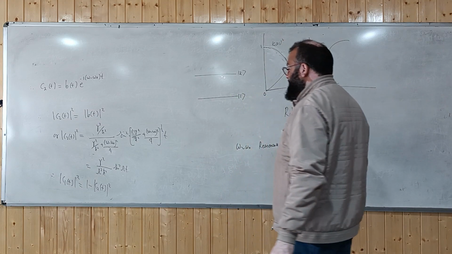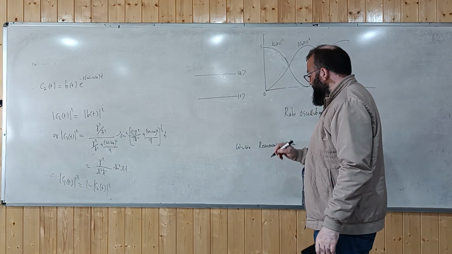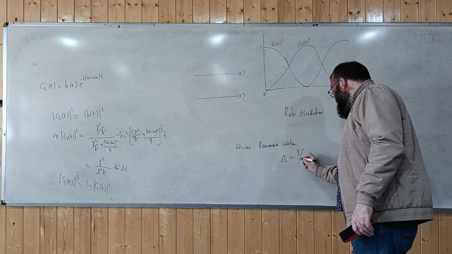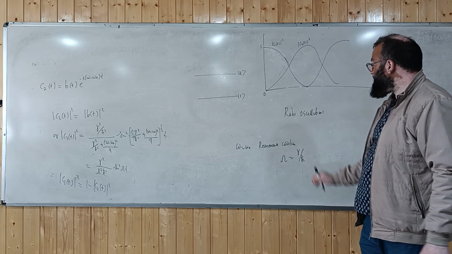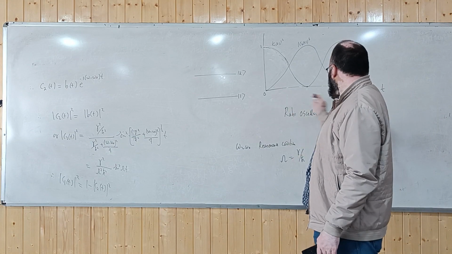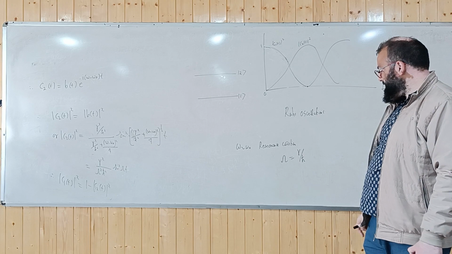So what is this value when it goes to 0? Gamma square. Since we are at the resonance condition, this omega is simply gamma by h cross. So what is the time here? Since we are on the time axis, what will be the time?